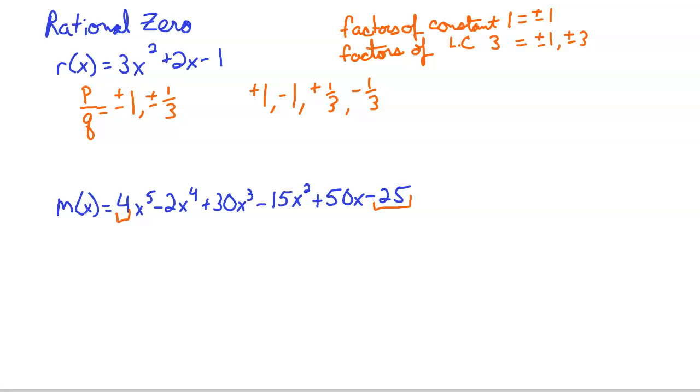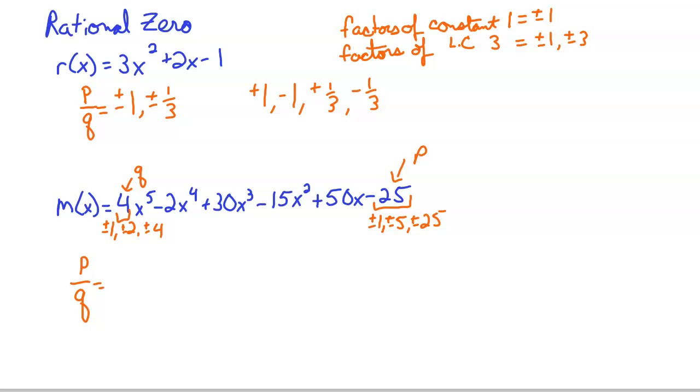If I look at the constant, my p, the factors of my constant are going to be 1, 5, and 25, because 1 times 25 gives me 25, and 5 times 5 gives me 25. Then I look at the leading coefficient, which has factors 1, 2, and 4, because 1 times 4 gives me 4, and 2 times 2 gives me 4. P divided by Q. Remember, this is where my Q comes from. This is where my P comes from.